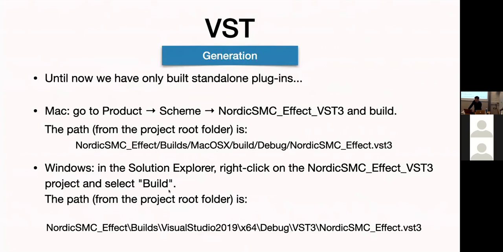Okay. In Windows, you see in the Solution Explorer, you see 3 projects. One of them is shared code, one of them is standalone plugin, and one of them is this VST3. Simply right-click the VST3 and click on Build, and then it will generate it in the path.